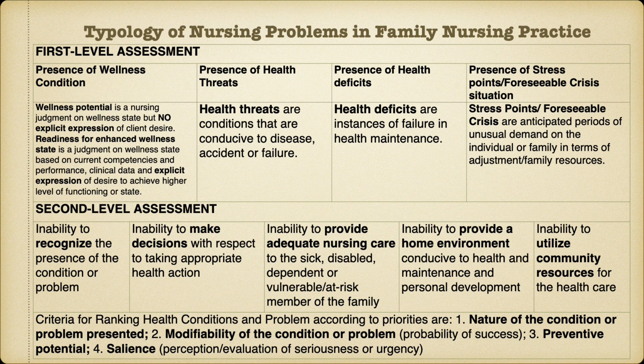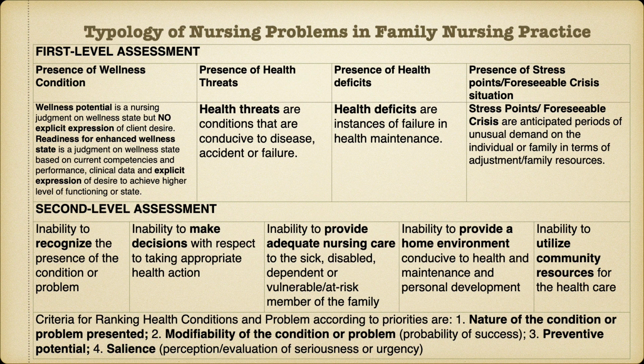Then for the second level assessment, it includes inability to recognize the presence of the condition or problem, then inability to make decisions with respect to taking appropriate health action, then inability to provide adequate nursing care to the sick, disabled, dependent, or vulnerable at-risk member of the family, inability to provide a home environment conducive to health maintenance and personal development, and lastly, inability to utilize community resources for health care.